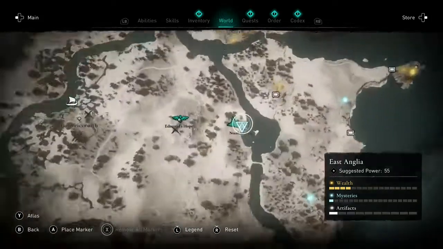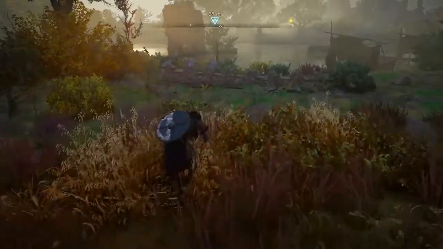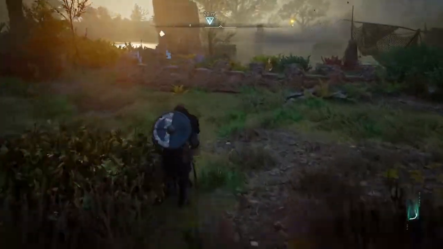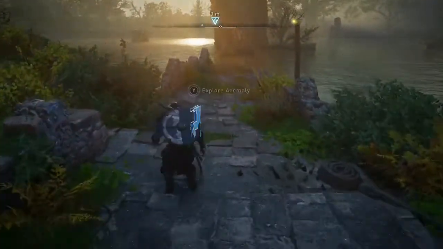Välkommen alla sammen. I'm showing you a quick little anomaly here and giving you a walkthrough. These are not hard to find and they're pretty easy to get through, but there are a couple spots in here that are a little bit of a pain, so I'm going to show you where.